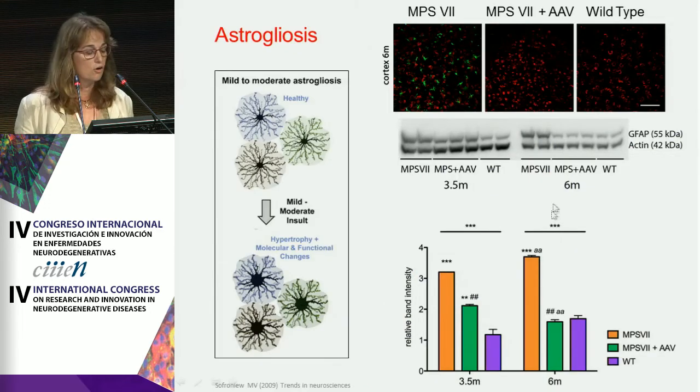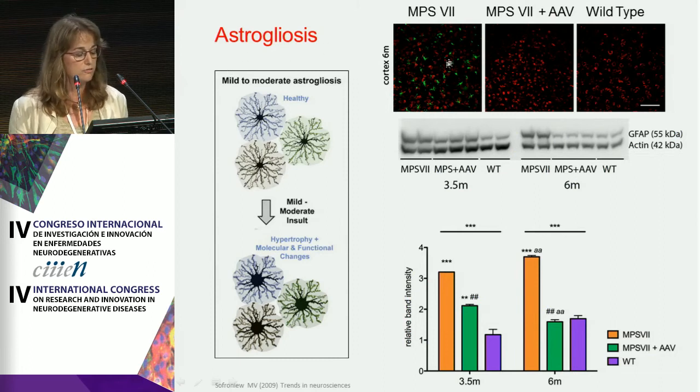Another marker of neurodegeneration is the astrogliosis, which shows the neuroinflammation of these animals. And here it is seen by GFAP immunohistochemistry in the cortex of these mice. It is higher at 6 months than at 3 months, and is decreased after 6 weeks of treatment and completely normalized after 16 weeks.